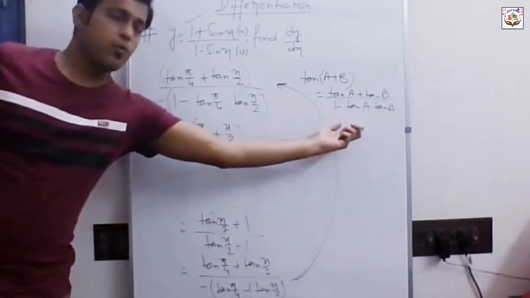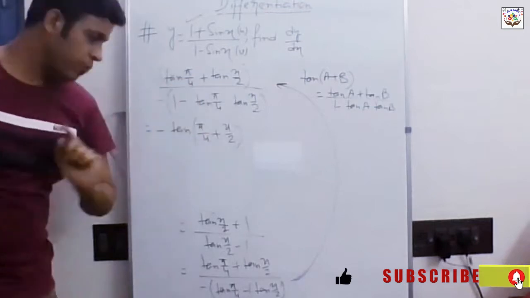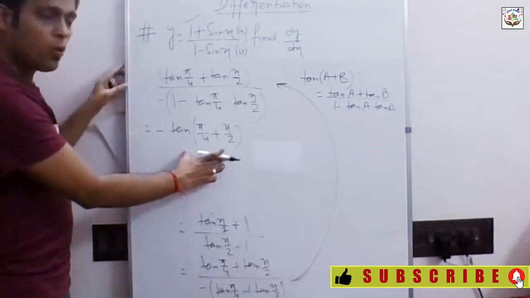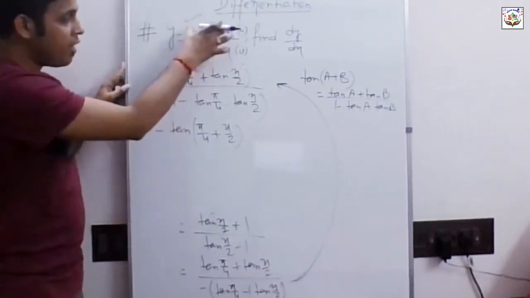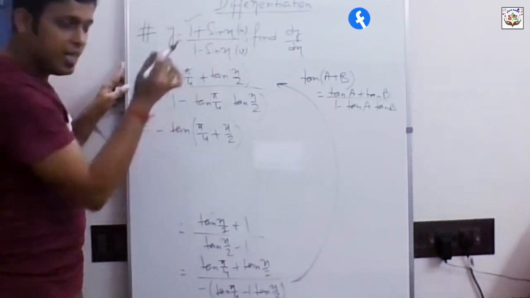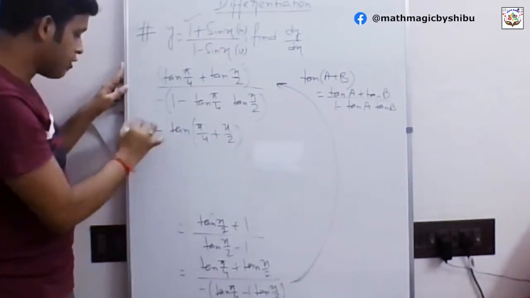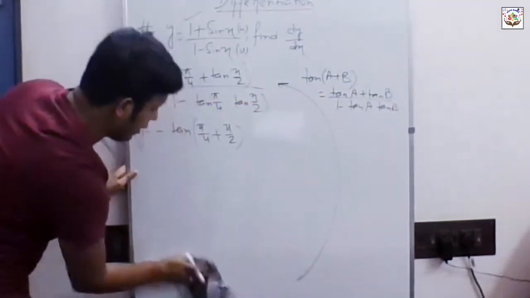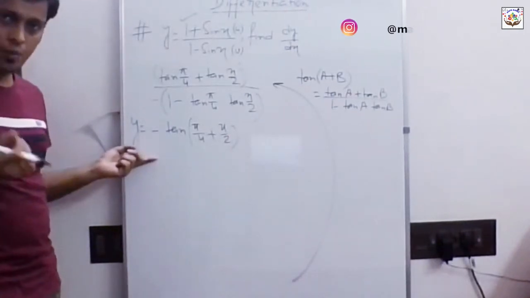Okay, so we can write it as tan pi by 4 plus x by 2. Just compare with this formula. Here A equals pi by 4 and B equals x by 2. Just in the beginning there will be a minus. Okay, so ultimately this is our y, because we have yet to differentiate the function. We were just modifying this part. So we can say that 1 plus sin x divided by 1 minus sin x is actually minus tan pi by 4 plus x by 2. So this is actually y. So now I am clearing this part.